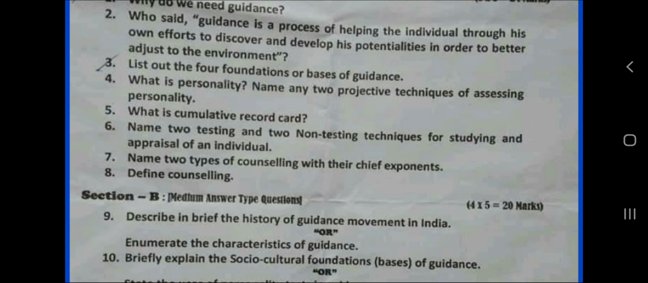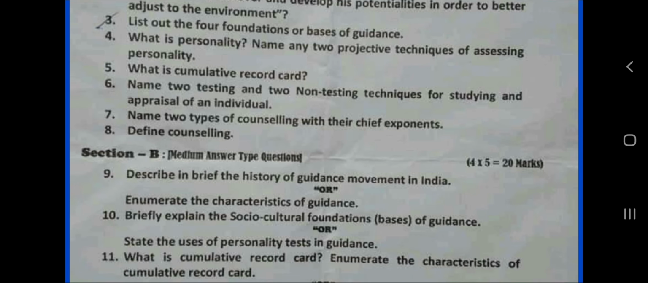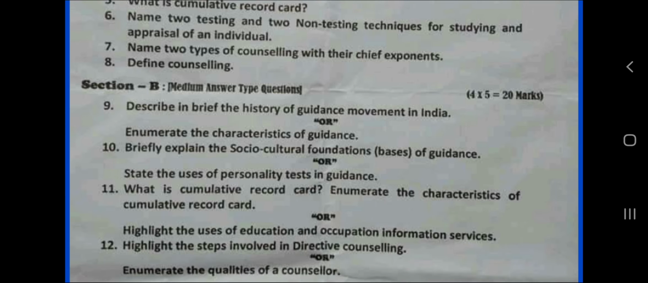Section B, medium answer type questions 4 into 5 is equal to 20 marks. Question number 9, describe in brief the history of guidance movement in India, or enumerate the characteristics of guidance. Question number 10, briefly explain the socio-cultural foundations or basis of guidance, or state the uses of personality tests in guidance.